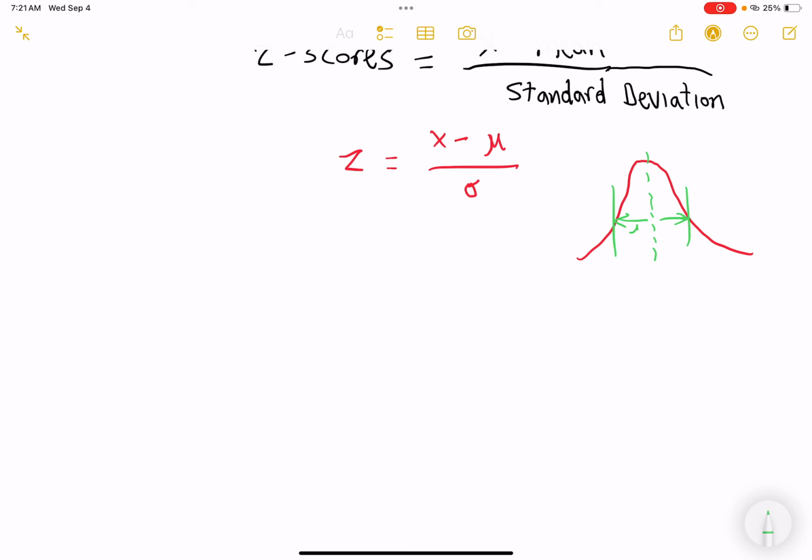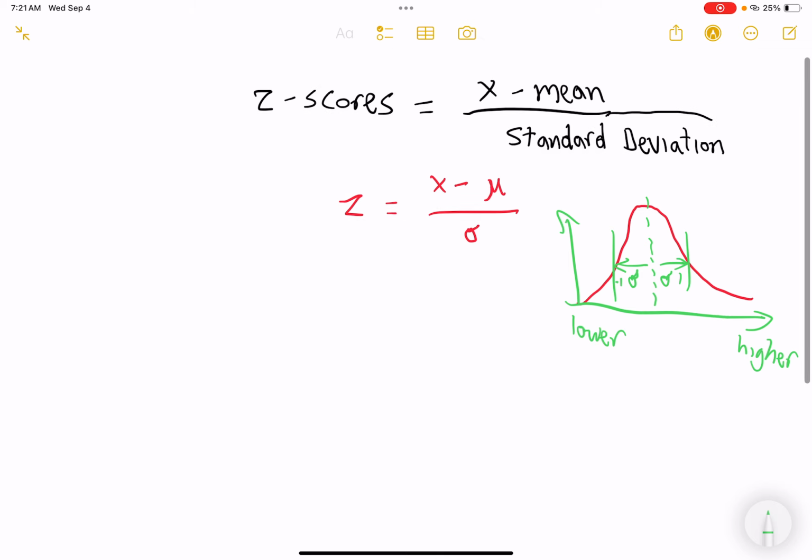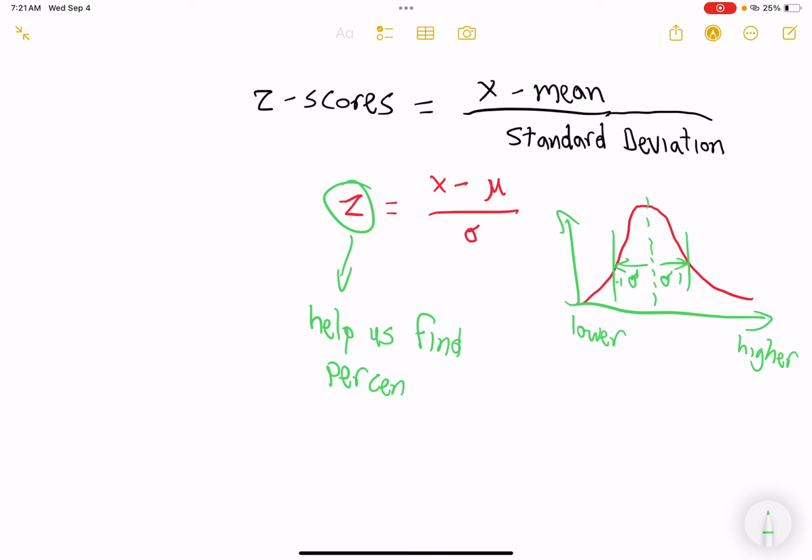One standard deviation to the left, I'll make it negative to show that it's to the left, and then one standard deviation to the right. Positive because, of course, in this case, we're moving toward higher values versus lower values. And we know that it's a symmetrical distribution as well, which is why z-scores are so helpful. Z-scores help us find percentiles. They are a specific version of your normal standard deviation.